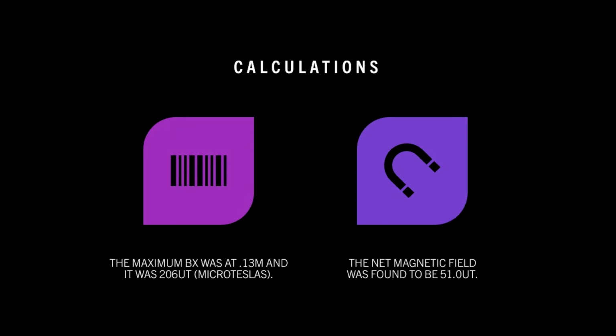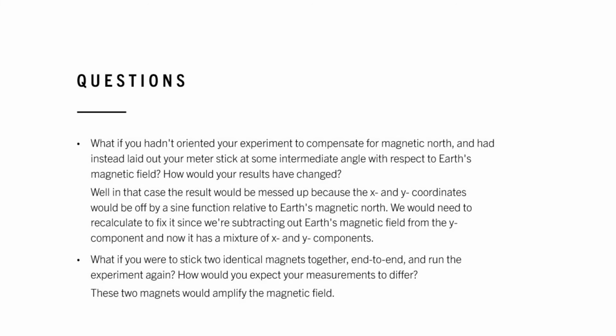So let's think about some conceptual stuff. What if we hadn't oriented our experiment to compensate for magnetic north, and instead just laid out our meter stick at some intermediate angle with respect to its magnetic field? That would kind of mess it up because it would be off by a sinusoidal function relative to north. Because when we're subtracting out Earth's magnetic field, we're assuming that it's parallel to true north. But now we have to adjust it for a mixture of X and Y components, so it basically just complicates the experiment for no reason.